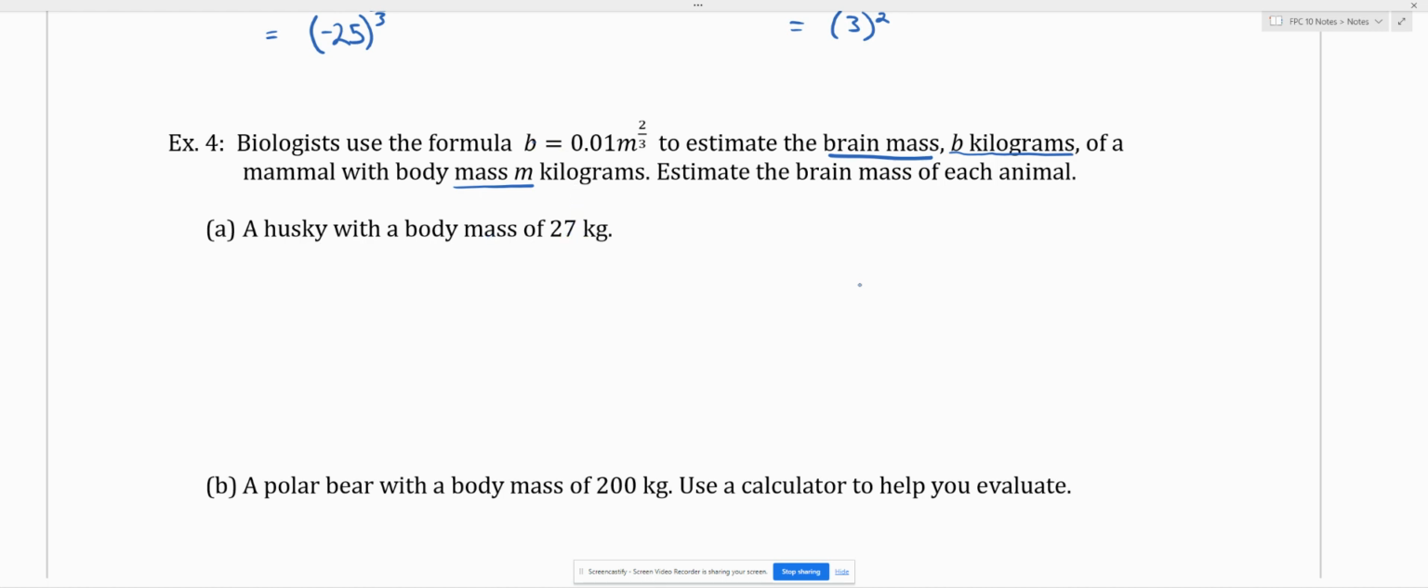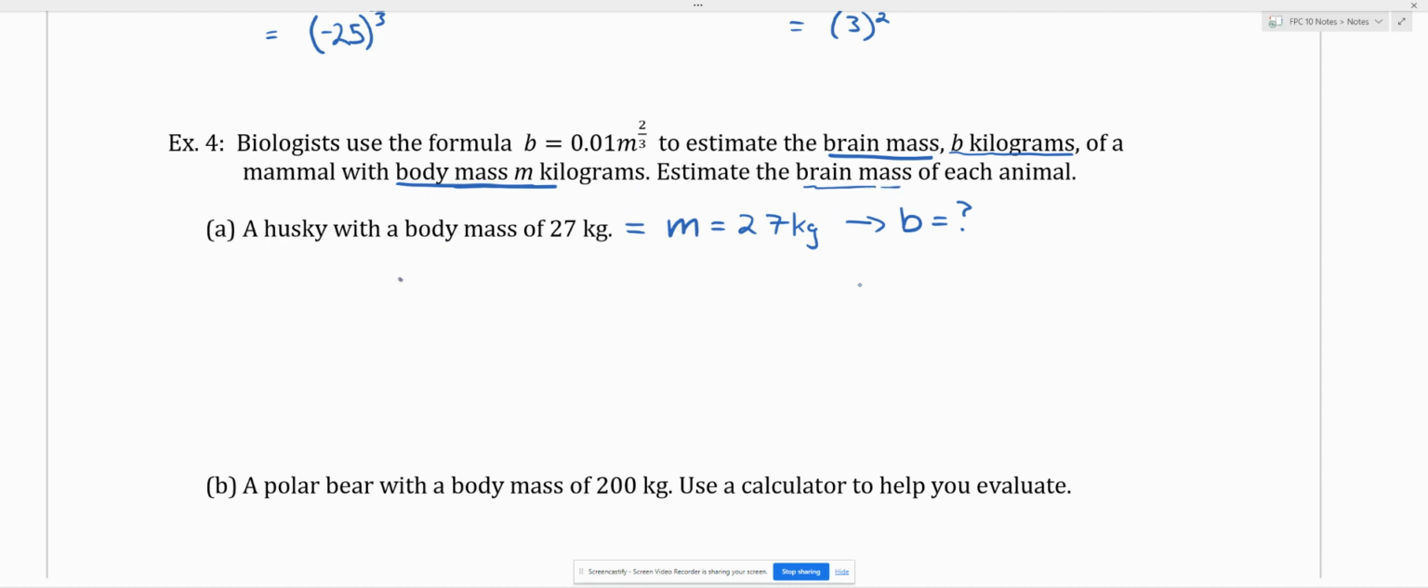Okay, so we're being told what the B value is here. Okay. Oh, sorry. No, M value. This is M. Apologies. We're told right here that body mass is M in kilograms. So M is equal to 27 kg. And we need to find B. Okay. That's what it's asking. Estimate the brain mass of each animal.